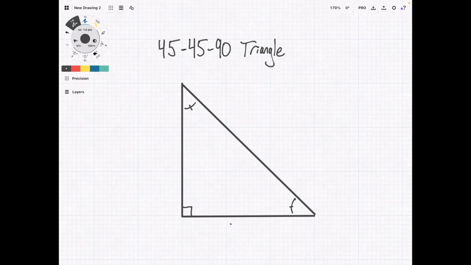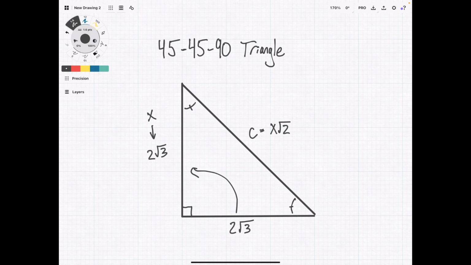Next, we're going to have a little bit more difficult problem. Say this is 2 radical 3. So the easiest thing to do first is to know that this side is going to match. And then we need to figure out what this side would be. So we know that this is our x value. We know that this is equal to x square root of 2. So let's plug in our x. 2 radical 3 times radical 2. c then is going to equal 2 times the square root of 6. And that is our answer.